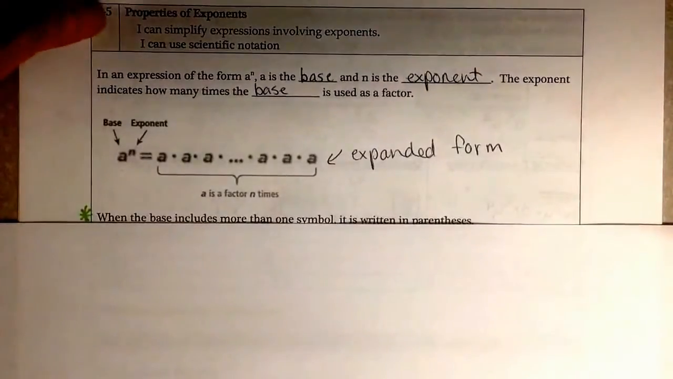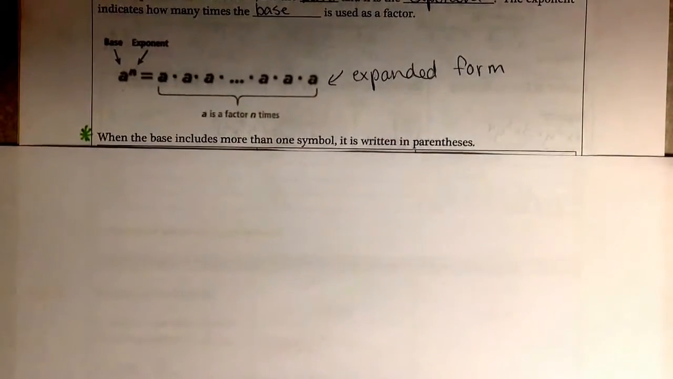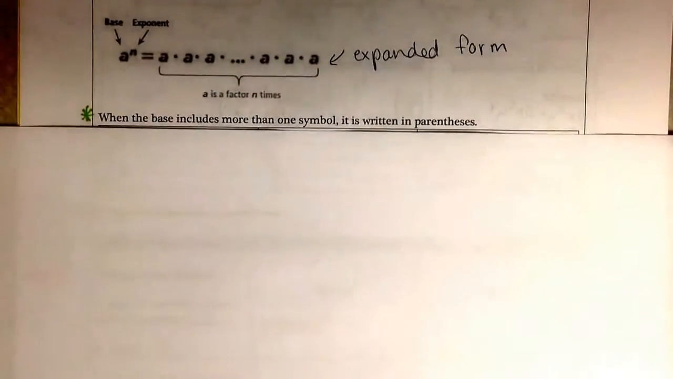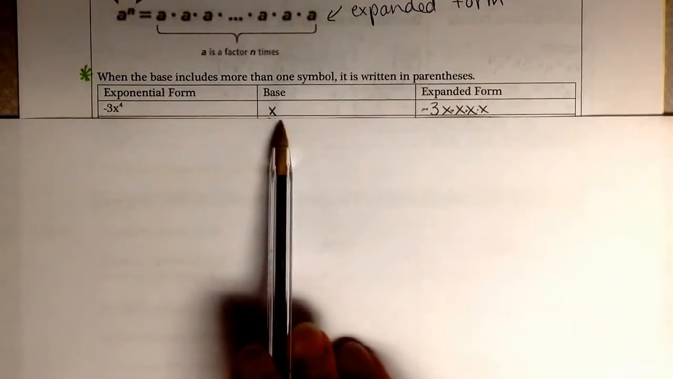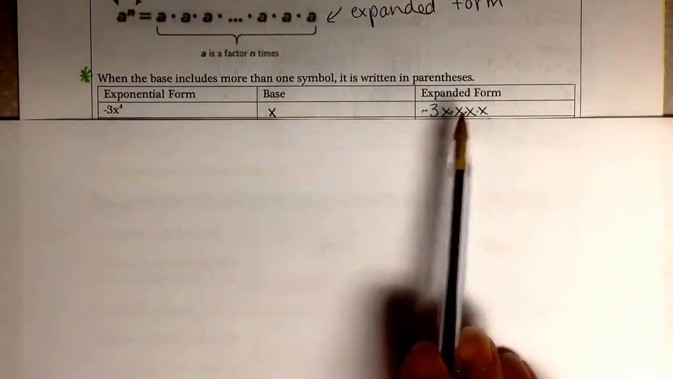So let's go down to the table here, and I put a little star next to this. When the base includes more than one symbol, it's written in parentheses. That's really important because you need to know what the exponent applies to. So in exponential form, I have 3 different examples, and they look very, very similar. But when you write them in expanded form, you can see that they're different. Here, the 4 exponent only applies to the x because x is the base. And we write just the x out 4 times as a product.